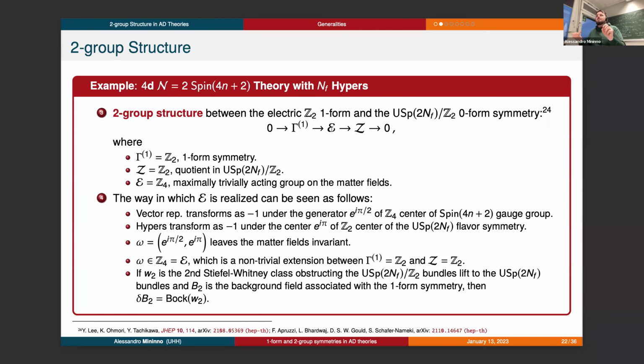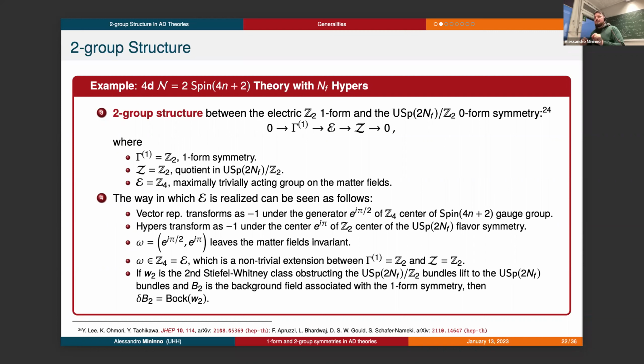So you can consider an element which combines these two elements: e to the pi half of the generator of the center of the spin group and the center of the flavor symmetry. This omega leaves the matter field invariant. Then omega can be interpreted as an element of Z4, which is a non-trivial extension between the gamma 1 and the Z of the quotient.